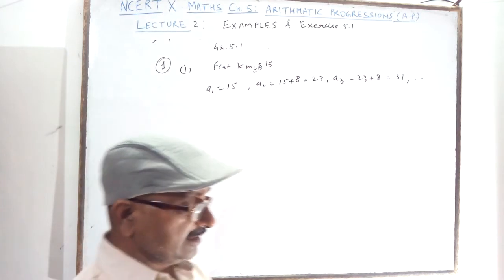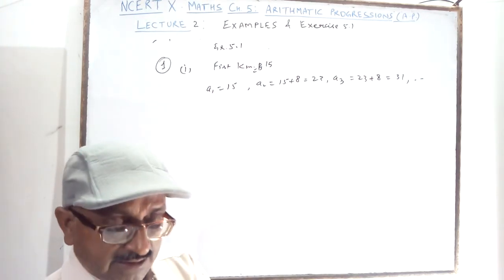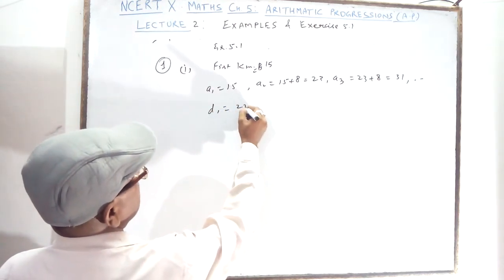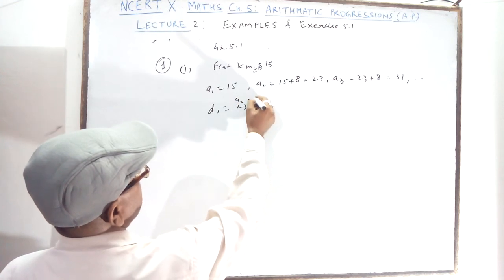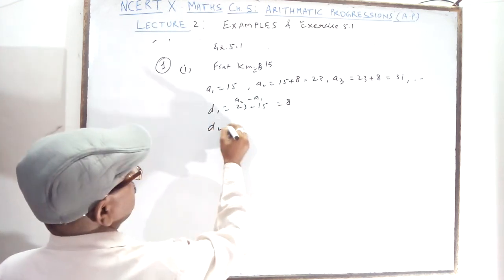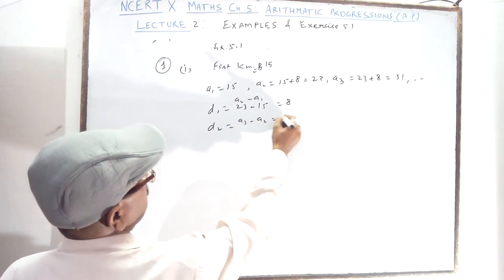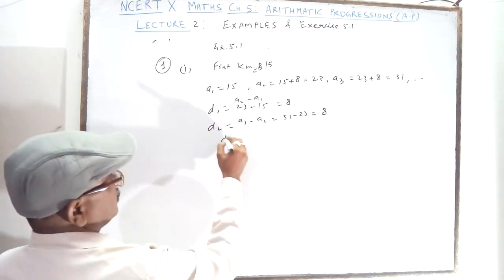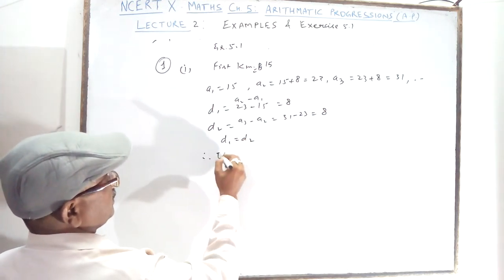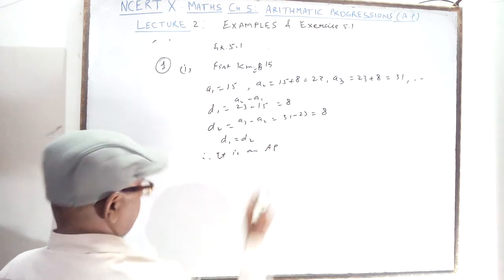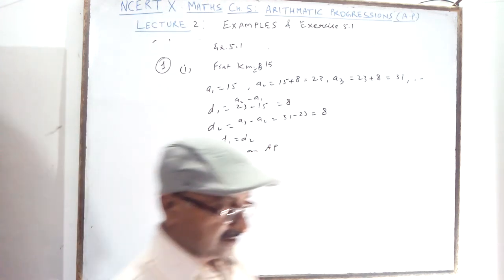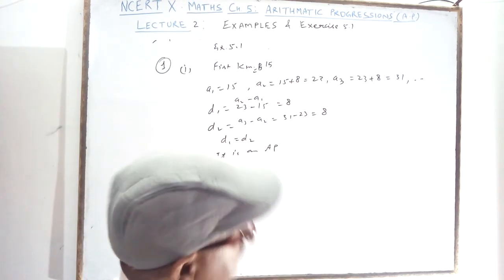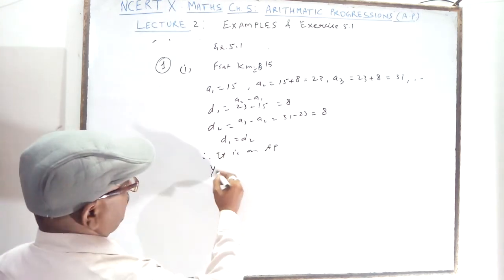So how will you know? You find D1, A2 minus A1, 23 minus 15, you are getting 8. D2, A3 minus A2, 31 minus 23, is again 8. So D1 is equal to D2, so it is an AP. It is an AP whose first term is 15.